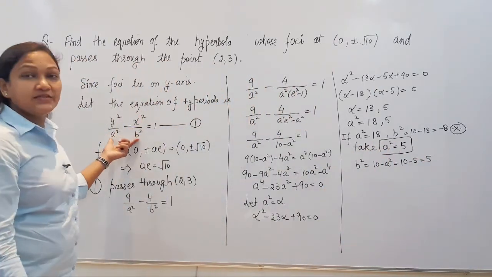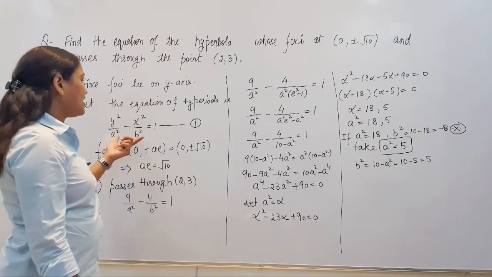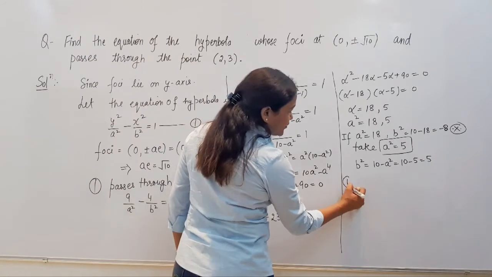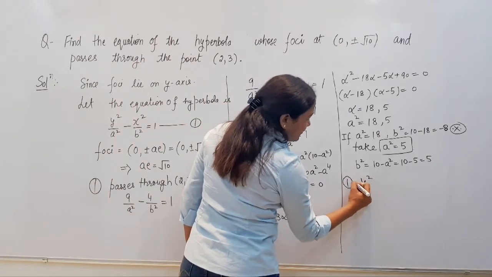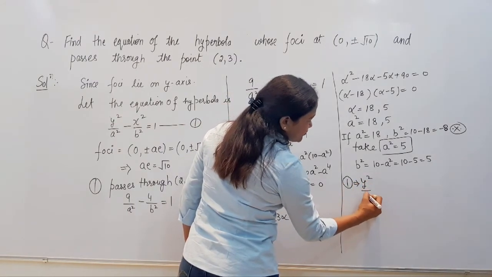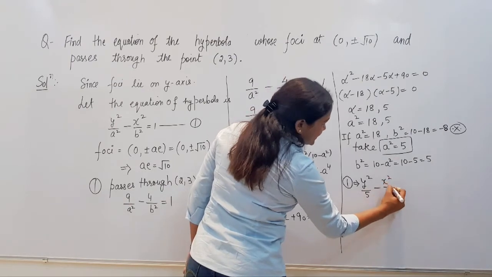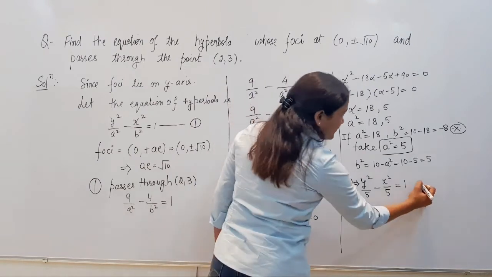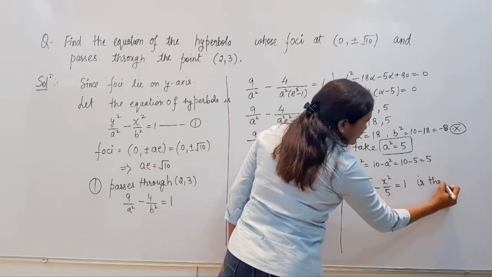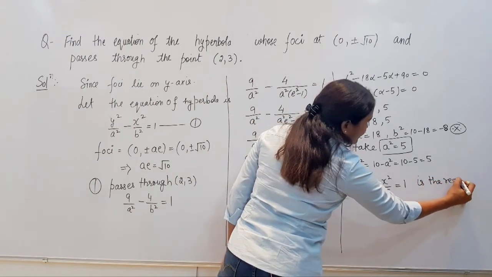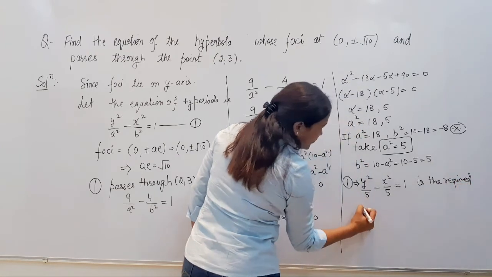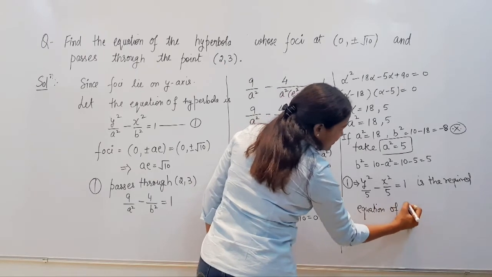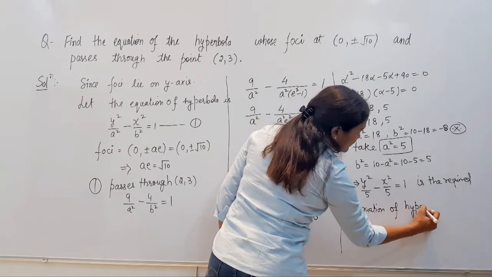और a square और b square की वैल्यू आने के बाद आपका 1 स्टेटमेंट से you will get the equation of the hyperbola. 1 will imply y square upon 5 minus x square upon 5 is equal to 1 is the required equation of hyperbola.